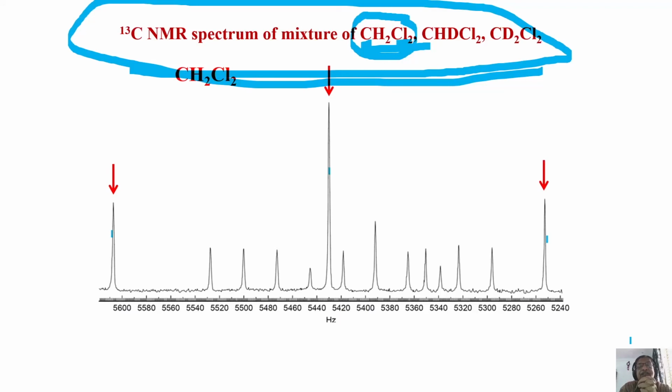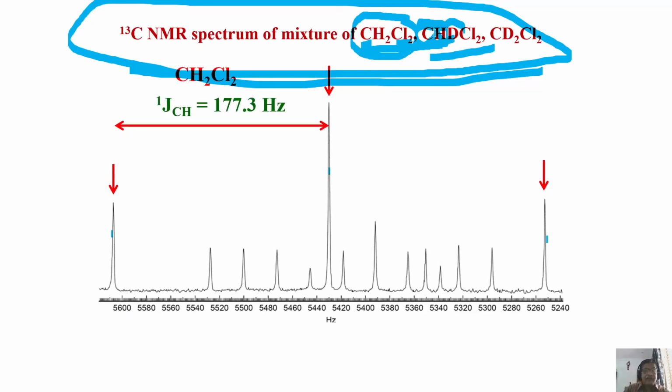In the case of CHDCl2, carbon will be split into a doublet because of this proton. It is a doublet, and each line of the doublet will become a 1:1:1 three-line pattern. So you will get 6 lines because of CHDCl2. Because of coupling with H and D, this carbon will be 3 lines here, 3 lines here. They will give a 6-line pattern. That's what it is.